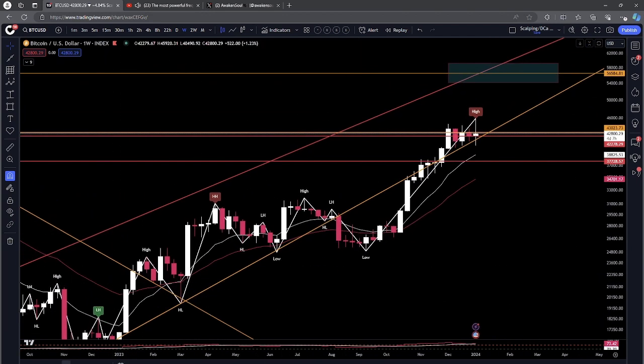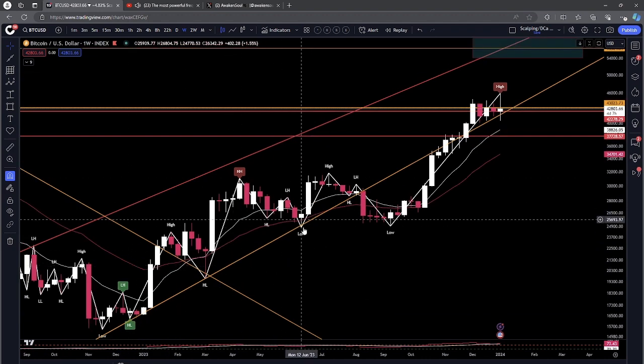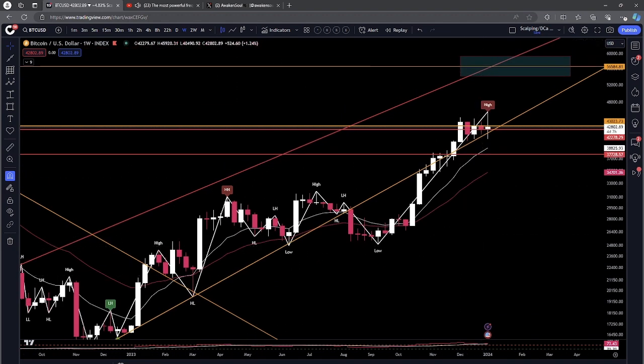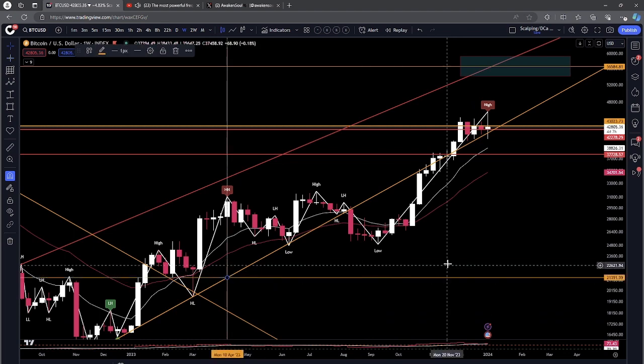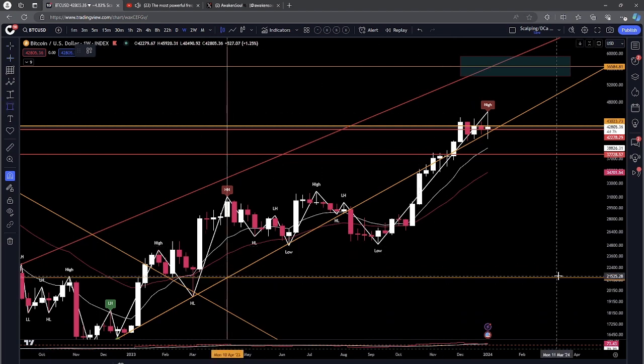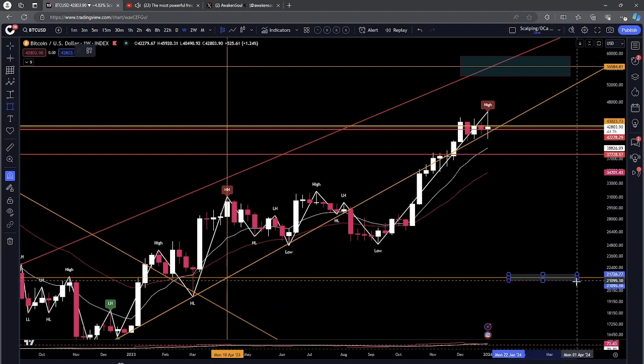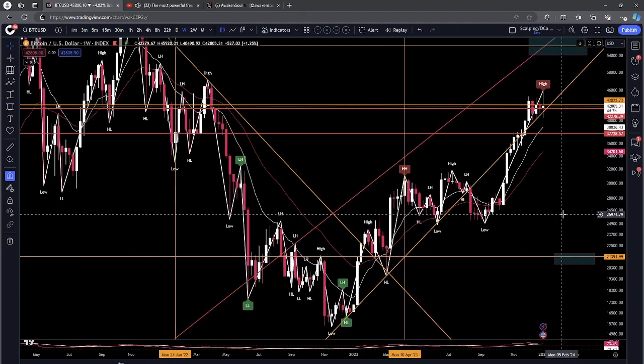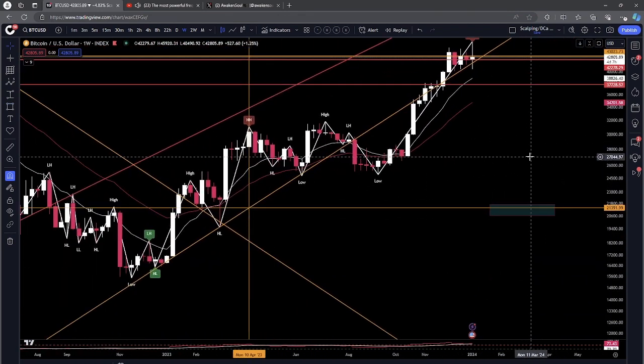Because we just have to follow the flow, right? So we broke up, one touch, two touch, and we have to give ourselves a possible target too based on our strategy. That's our 21 would be our possible target here if price decided to roll back over.